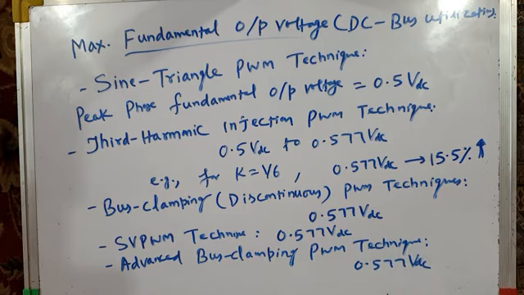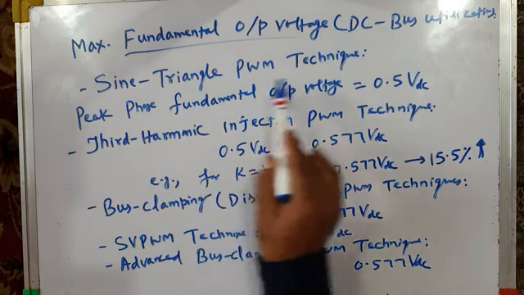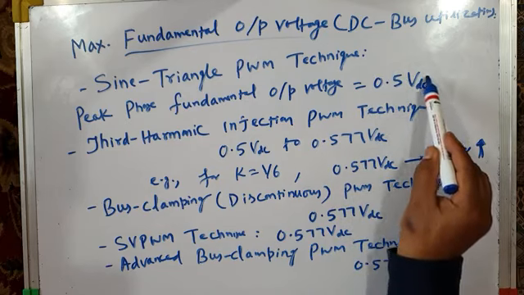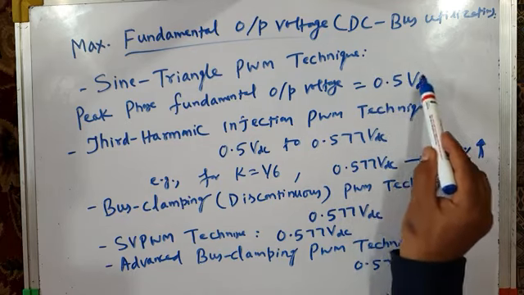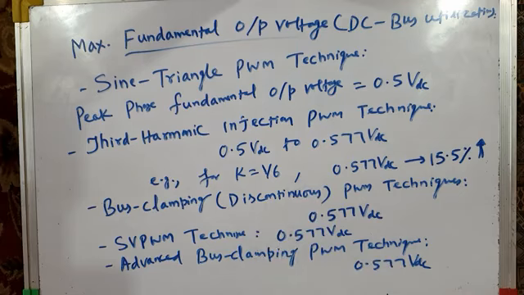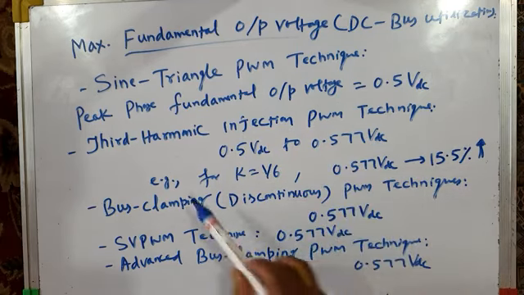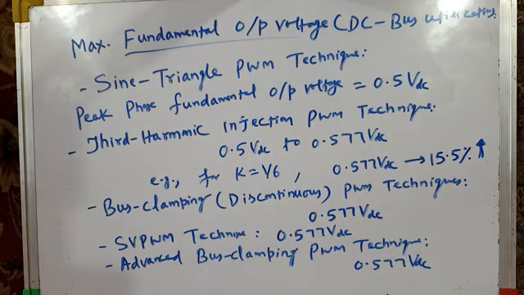So that means apart from sine triangle PWM, which produces a low inverter output voltage, which is not able to properly, fully utilize that DC bus voltage, all other PWM techniques, whether they are triangle comparison based PWM techniques or space vector based PWM techniques, produce about 15.5% higher inverter output voltage.